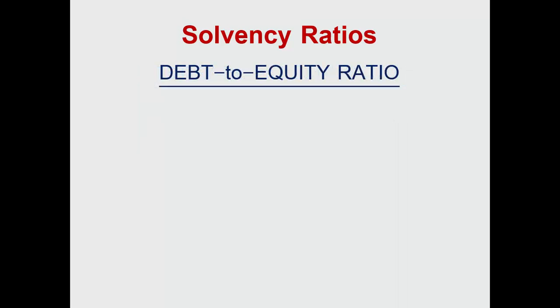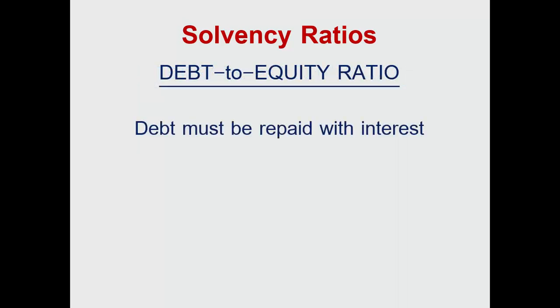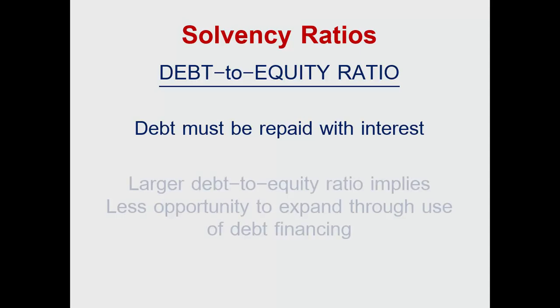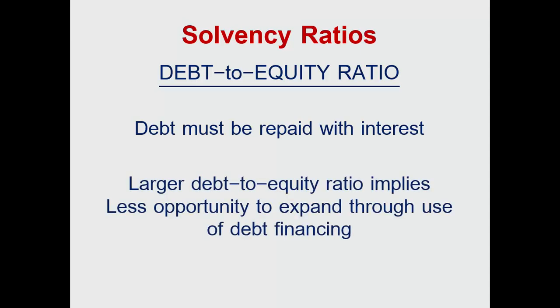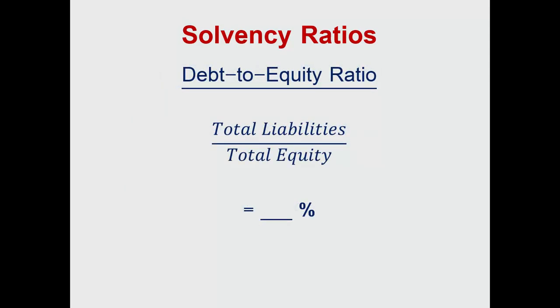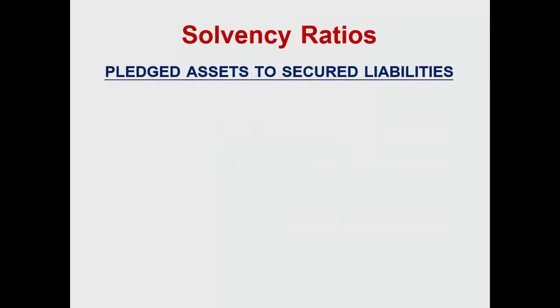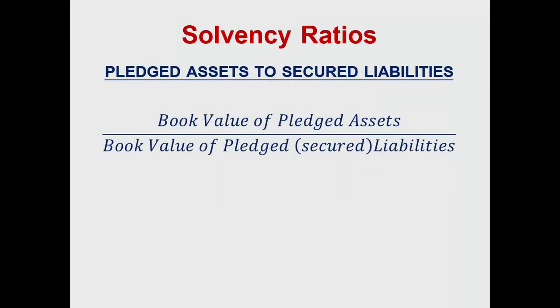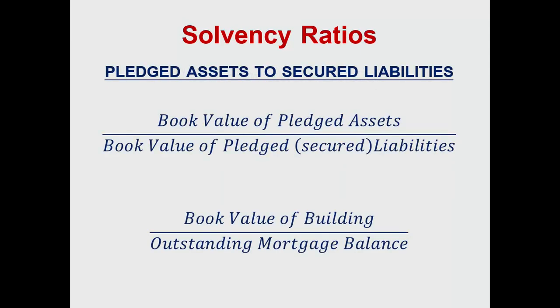Now looking at just debt and equity, not the assets. Now, debt must be repaid with interest. So companies need to decide: do they want to finance with debt or finance with equity? There's no clear answer. It's going to depend on the company's needs. A larger debt to equity ratio will imply less opportunity to expand. So you're looking at debt versus equity financing. Liabilities divided by equity. Here's one that may or may not be in your textbook.